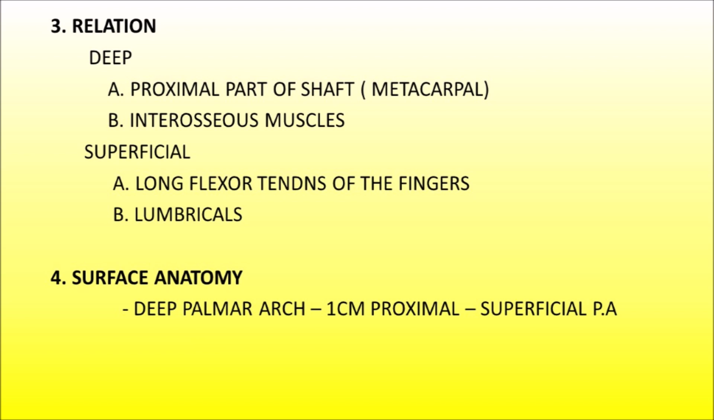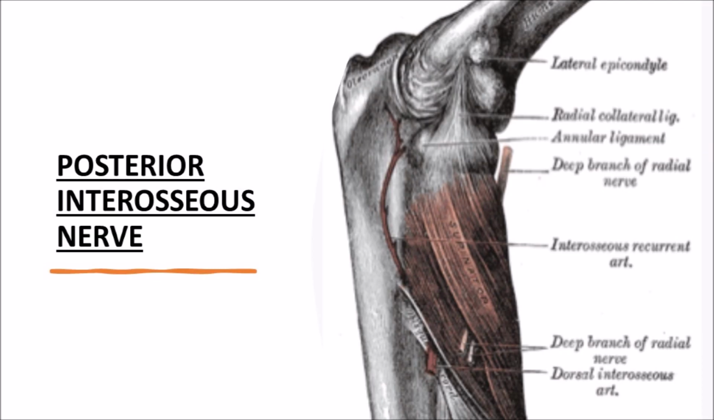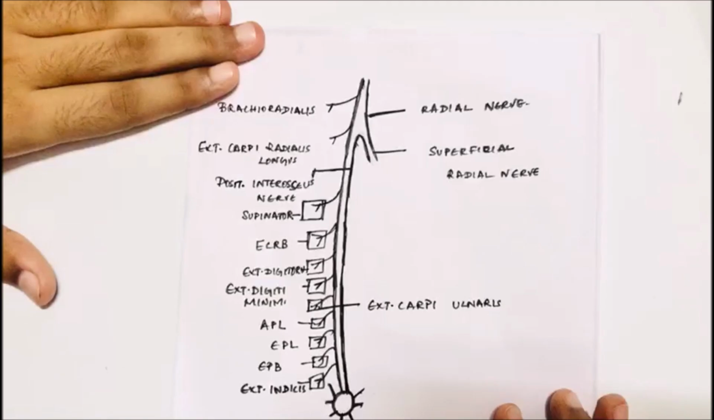Proximal parts of the shafts of the metacarpals and the interosseous muscles are the deep relation. Long flexor tendons of the fingers and the lumbricals are its superficial relation. Let us move on to the next important short note, which is the posterior interosseous nerve.